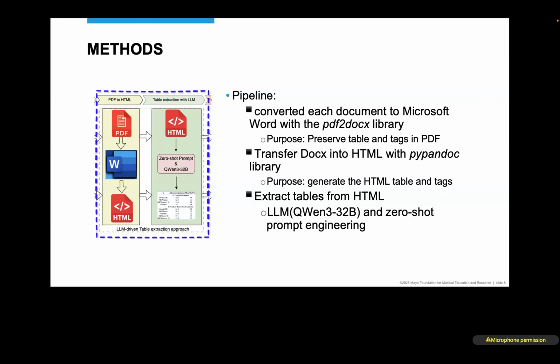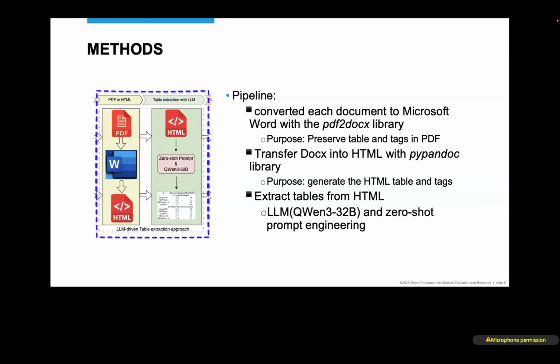Our method is that we do not directly extract the table from the PDF file. We want to convert it to a text format file first. One important text format is HTML. But if we directly convert the PDF documentation to an HTML file, the tags will be lost.